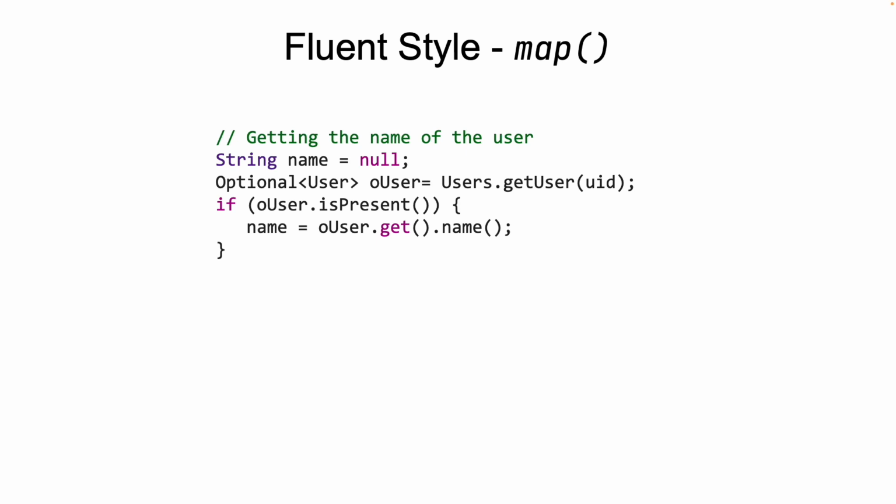The variable name can be either null or a valid string. In the optional world, the perfect way to represent it is an optional string. So basically, our real requirement is to convert from optional of a user object to an optional of string which represents the name.